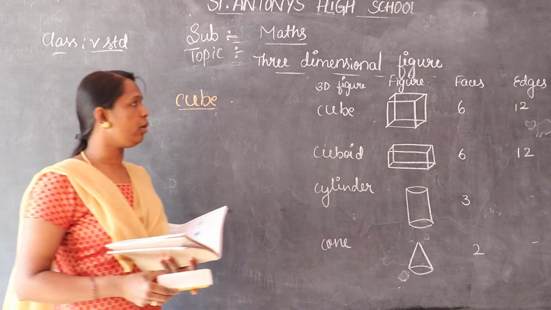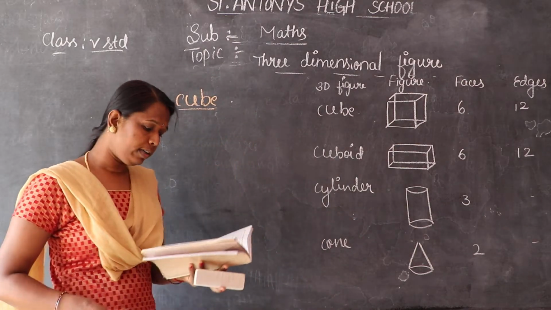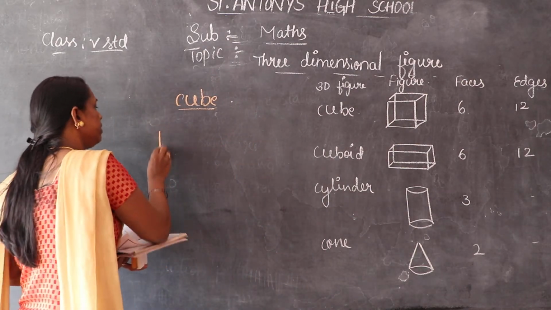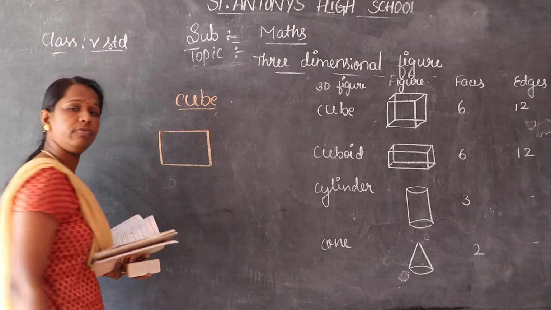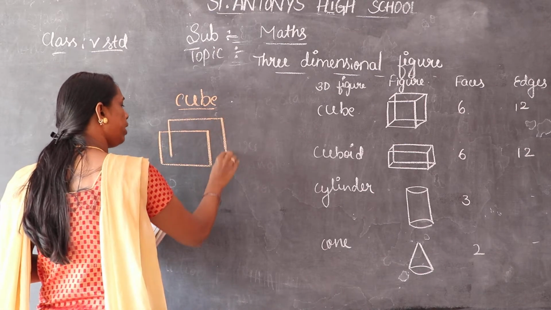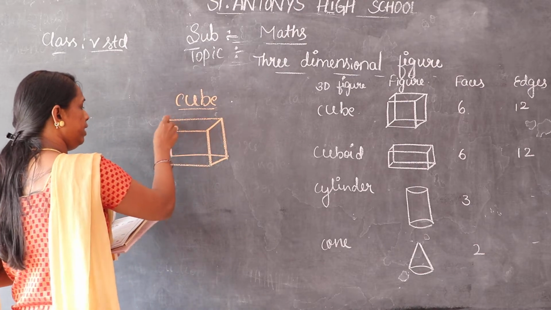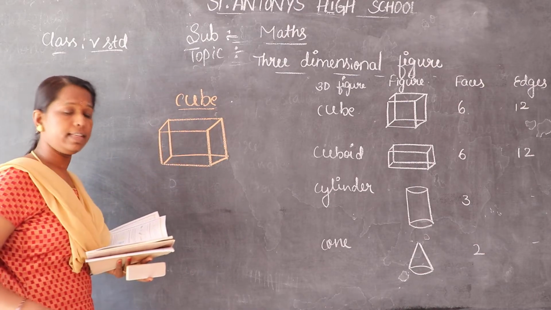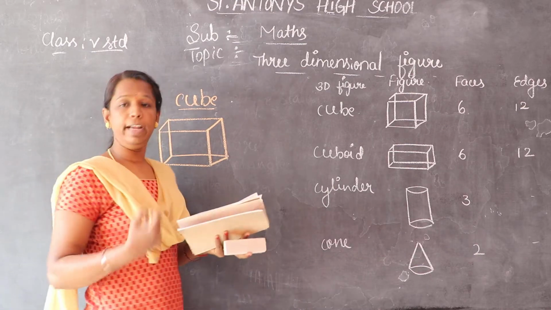When we see the cube, it resembles a square. It resembles what? Square. First, you have to practice at home how to draw it. First, write down a square, and then above it write one more square and join the vertices. So this is the figure in 3D, drawn in 2D dimensions.